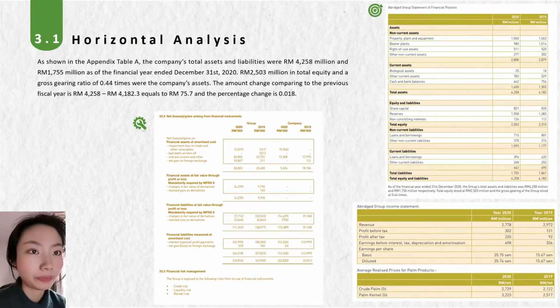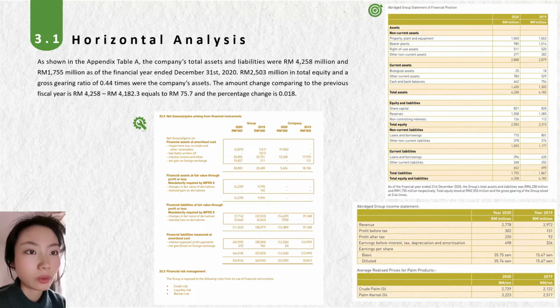As shown in this table, the company's total assets and liabilities were RM4,258 million and RM1,755 million as of the fiscal year ended December 31st, 2020. RM2,503 million in total equity and a gross gearing ratio of 0.44 times were the company's figures. The amount changed comparing to the previous fiscal year is RM4,258 minus RM4,182.3 equals RM75.7, and the percentage change is 0.018.